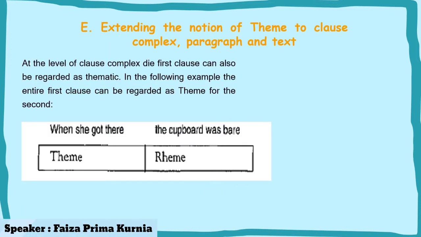E. Extending the notion of theme to clause complex, paragraph, and text. At the level of clause complex, a dependent clause can also be regarded as thematic. In the following example, the entire first clause can be regarded as theme for the second. For example, when she got there, the cupboard was bare. The clause when she got there is theme, and the clause the cupboard was bare is rheme. Let's move on to the next slide.